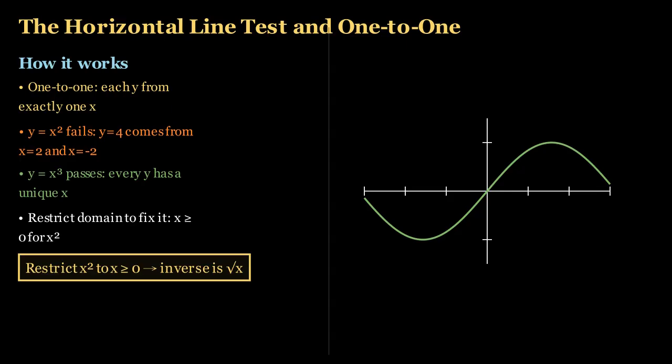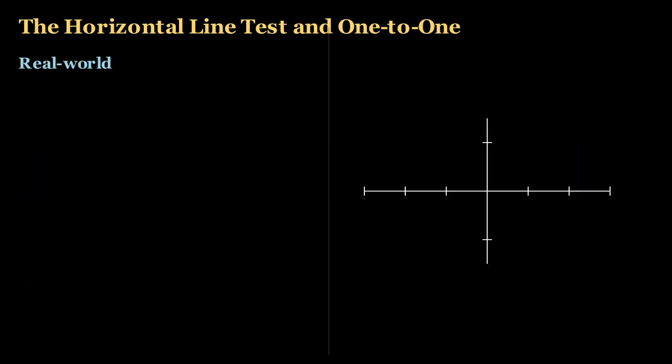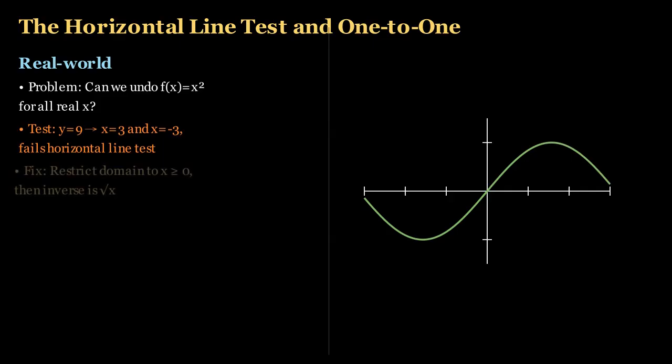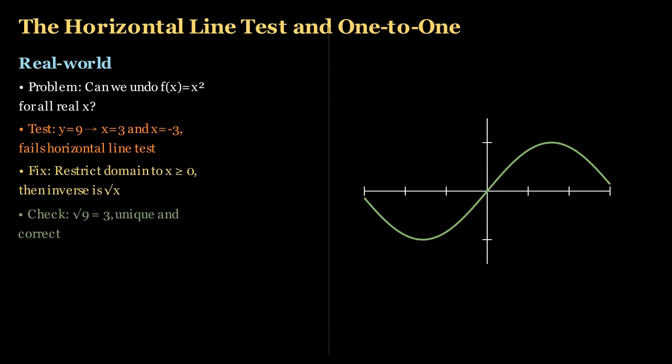But in many real situations, like measuring the side length of a square from its area, we only care about positive lengths. So we restrict the domain to x greater than or equal to 0. Now the graph is only the right half of the parabola. A horizontal line at y equals 9 hits it only at x equals 3. The inverse function is the square root of x. We test it, the square root of 9 is 3. It works perfectly.